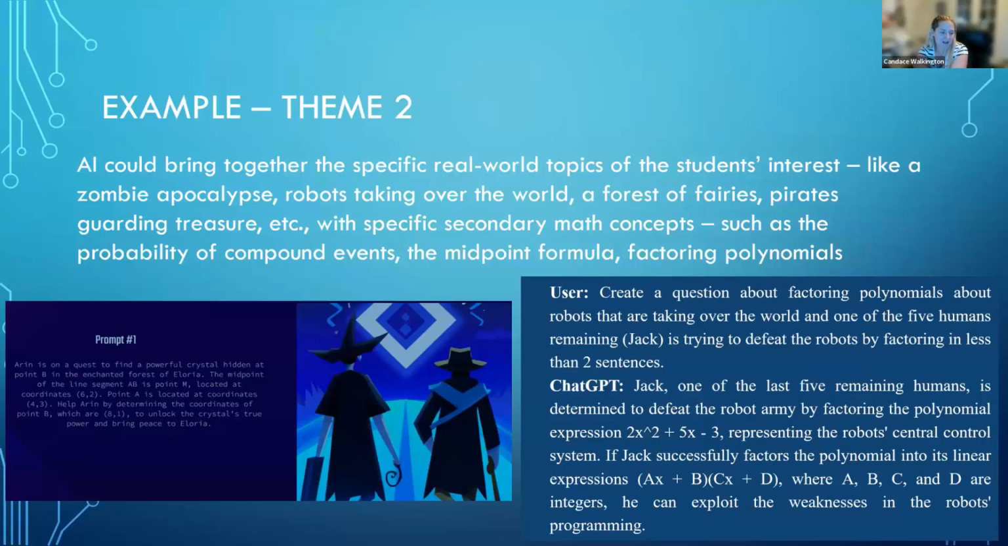So the left was a group doing problems about witches, and you'll see they connected it to midpoint, where they had to unlock the crystal's true power. On the right was about factoring polynomials, which is a really hard thing to teach in an interesting manner. And here they connected it to robots taking over the world, where Jack is one of 5 remaining humans.